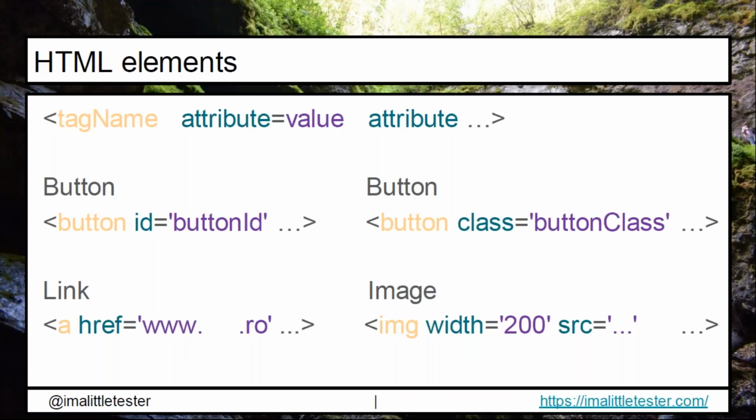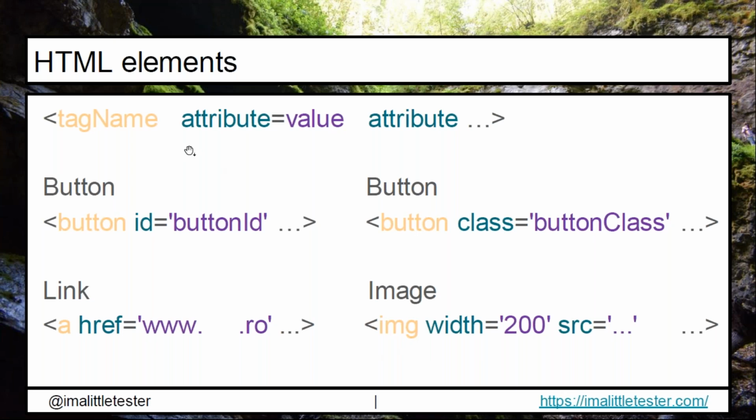Each HTML element has a particular structure. Each HTML element starts with a tag name. So for a button, the tag name will be button. For a link, the tag name will be A. And for an image, the tag name will be img. Of course, there are many other HTML elements that I didn't mention here.